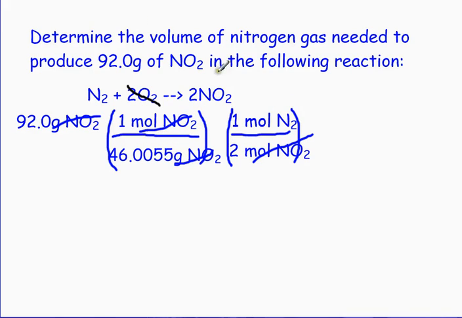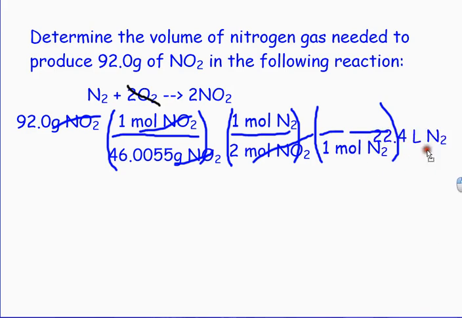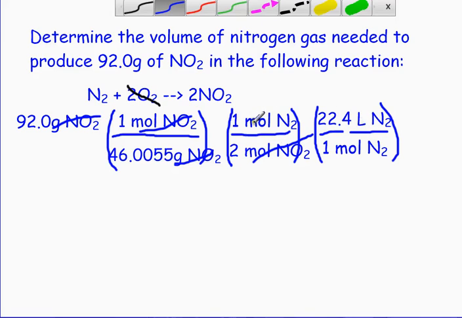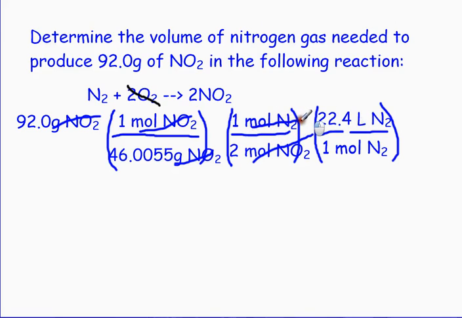However, I'm looking for volume. So you need to remember that the volume for any gas, if I have 1 mole, is 22.4 liters. So since I have moles of N2 on the top, moles of N2 goes on the bottom, and the volume for 1 mole of any gas is 22.4 liters. So the moles of N2 will cancel out, and when I plug this into my calculator, I will get the final answer.